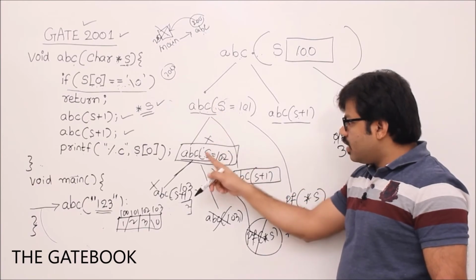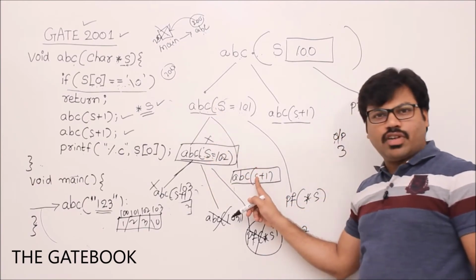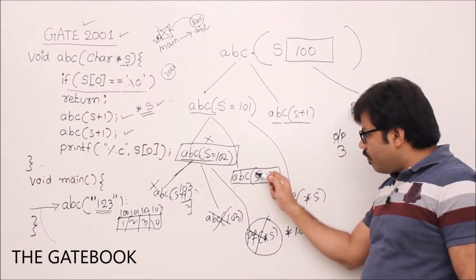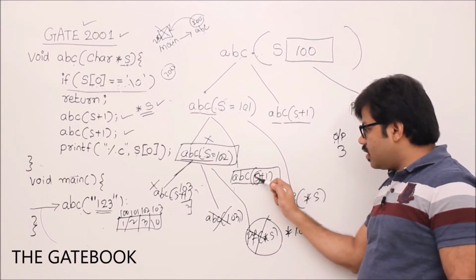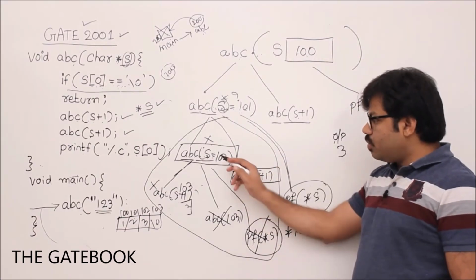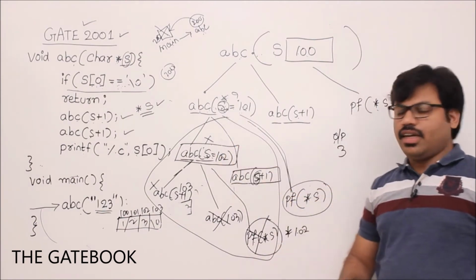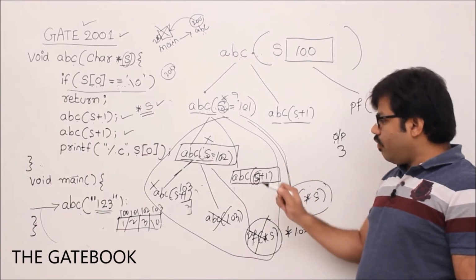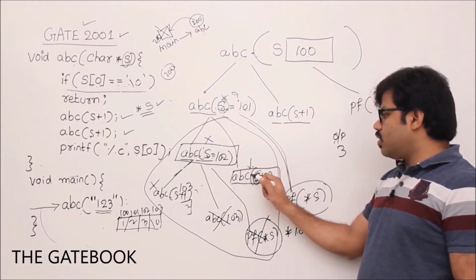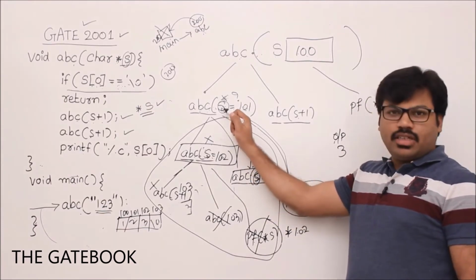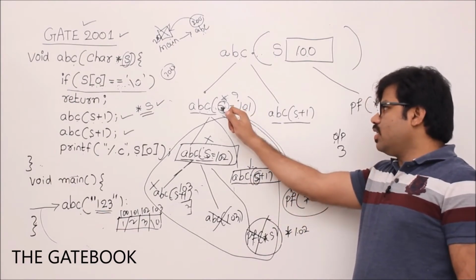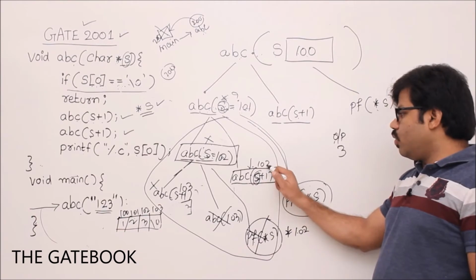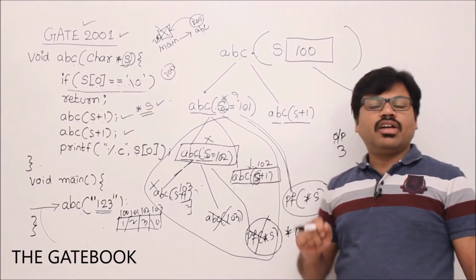Once this statement is done, we have to come to this one. Then what is ABC of S plus 1 here? Please refer to S. What is that S? This one. So don't get confused between this S and this S. So far we have dealt with this S, correct? But now when control comes here, this ABC is part of this method, and on that local variable S is 101. Then when we refer to S plus 1, it will become 102, then ABC of 102 will be called.